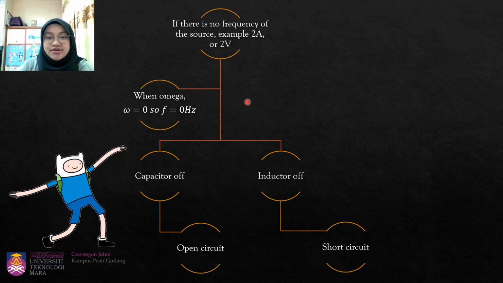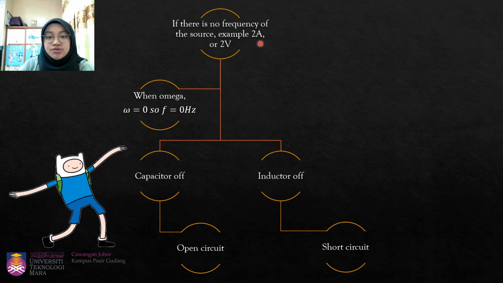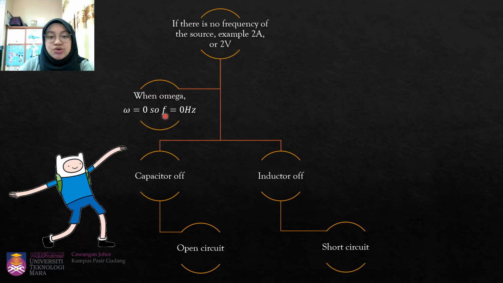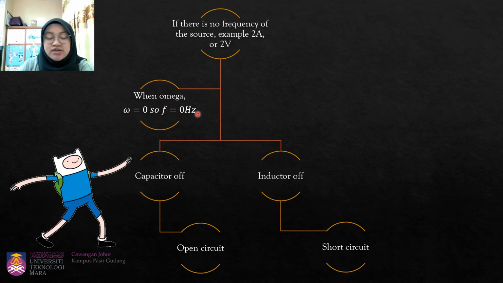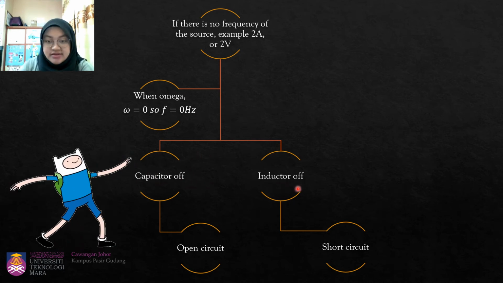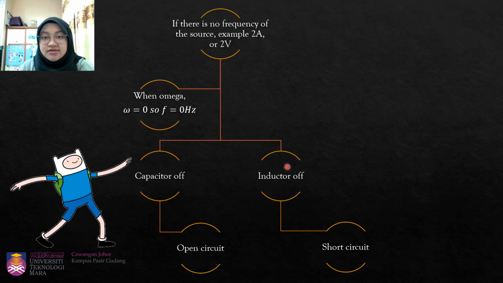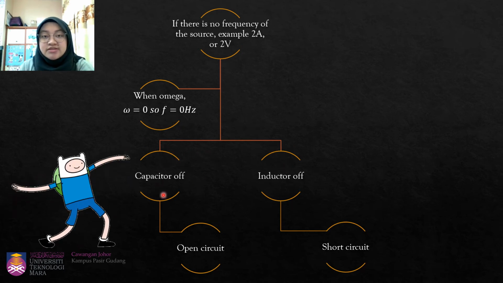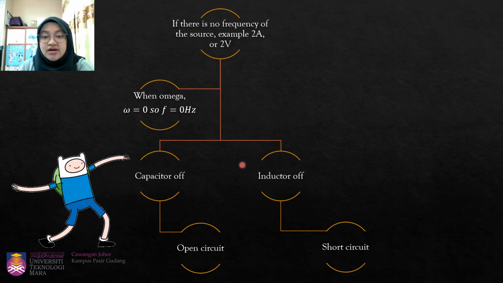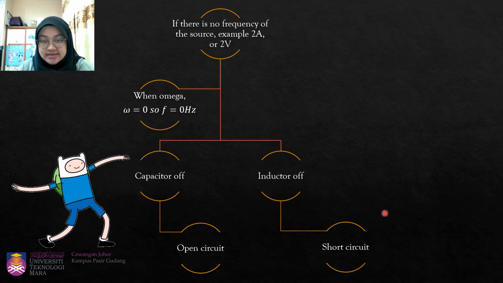If there is no frequency in the source, for example 2A or 2V, it means omega is 0, so the frequency is 0 too. In an AC circuit with a capacitor and inductor, if there is no omega, then the capacitor and inductor behave differently: the capacitor will be open circuited, and the inductor will be short circuited.